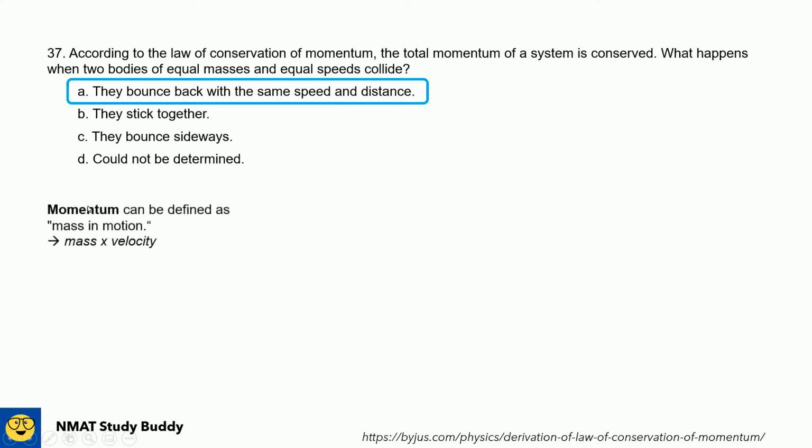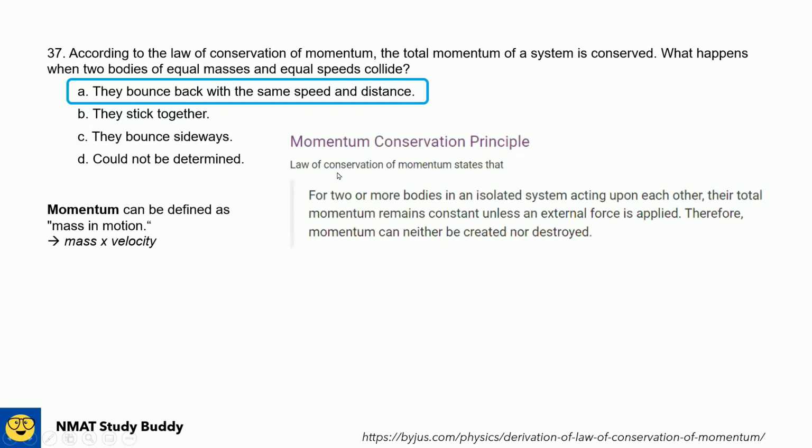So first, ano ba muna yung momentum? It can be defined as mass in motion. So pag may gumagalaw na object, ibig sabihin may momentum yun. So momentum is equal to mass times the velocity. And according to the law of conservation of momentum, for two or more bodies in an isolated system acting upon each other, their total momentum remains constant unless an external force is applied. So kaya dito, nag-bounce back lang ulit yung two bodies kasi wala namang external force na in-apply.